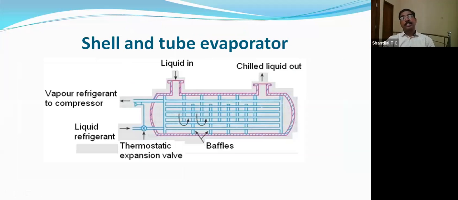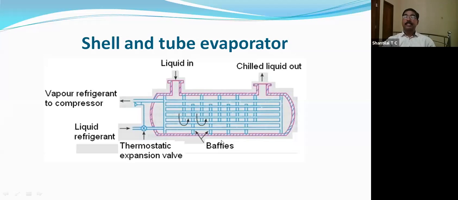Next is the shell and tube evaporator. It is also known as a chiller, and this type of evaporator or chiller is used in large systems. Generally, it is used in air conditioning systems. So it is the reverse of the shell and tube type condenser. You already learned the shell and tube type condenser. This is the reverse, the shell and tube type evaporator. So we can see first there is a shell.